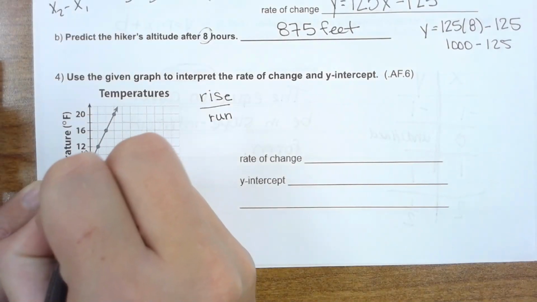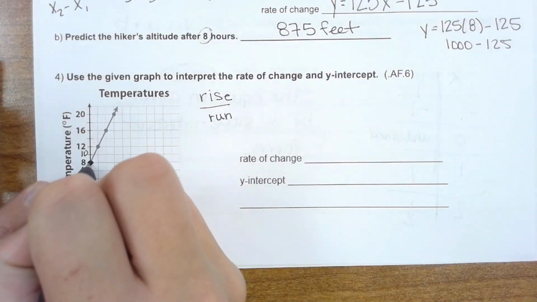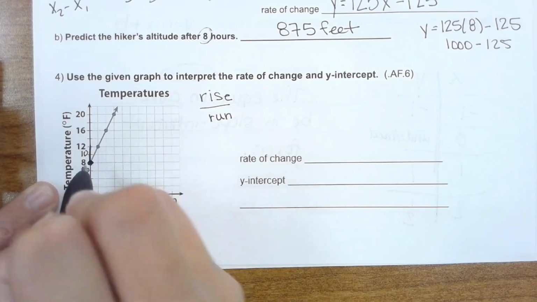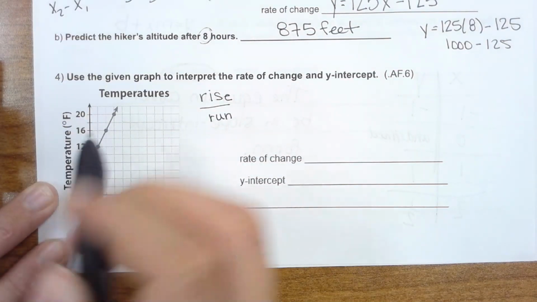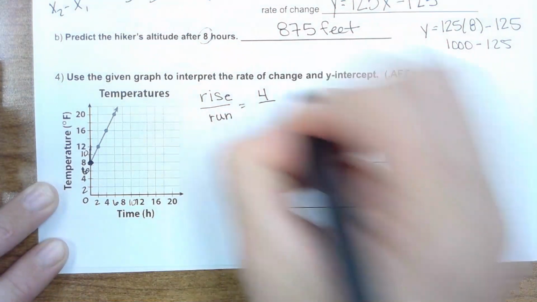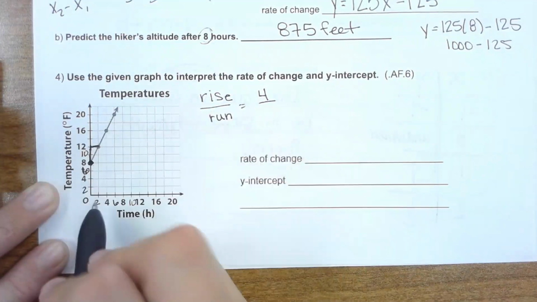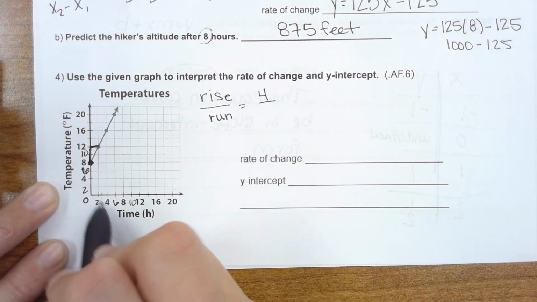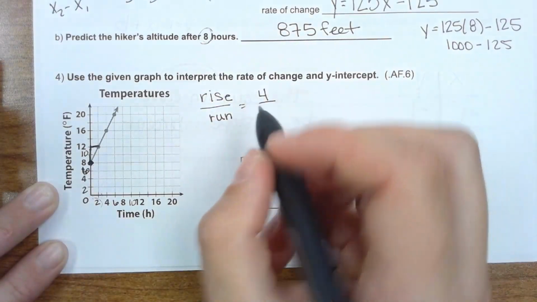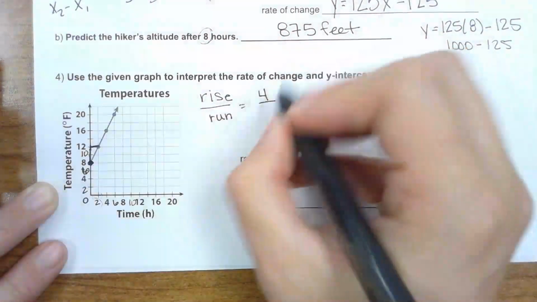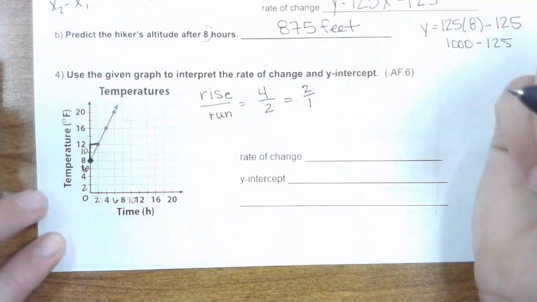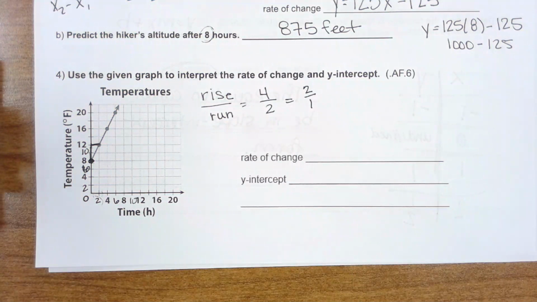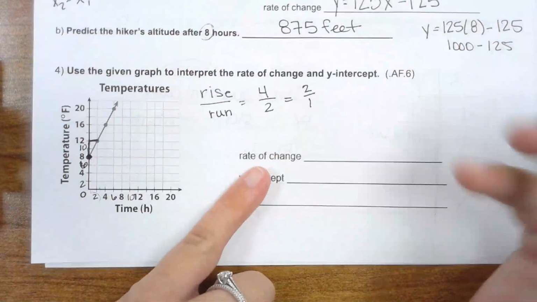So I'm going to start here, and notice how I go from 8 to 12, or in other words, I rose 4, so my rise is 4, and then you go over 1, so in other words, since you're counting by 2's, you're going over 2, because we went from 0 to 2. So reduced, your slope is 2 over 1. So your rate of change is 2 over 1.